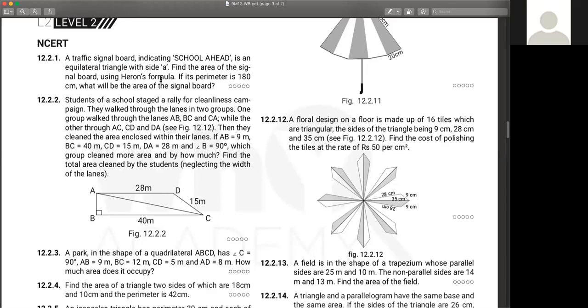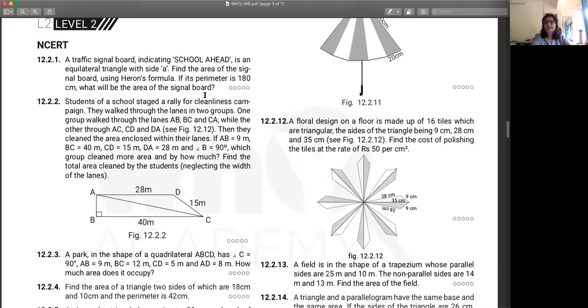Ma'am, I just sent you the answer of the traffic signal one. Shivesh, 12.2.1. Yes, the second part's answer is correct. But the main thing of the question is finding out the area in terms of a. You need to be able to derive that formula first. Okay.